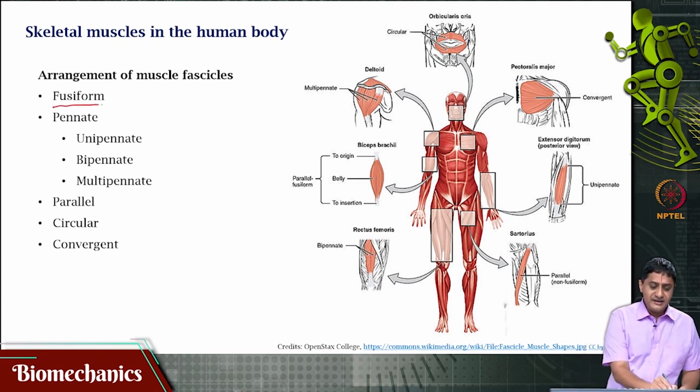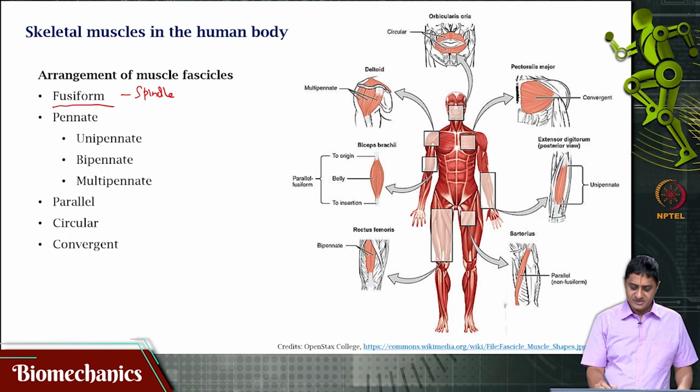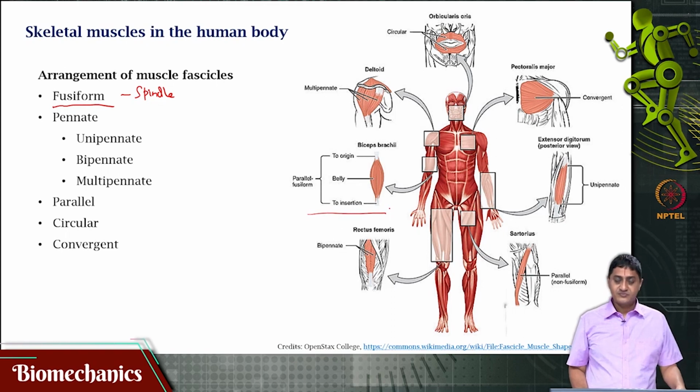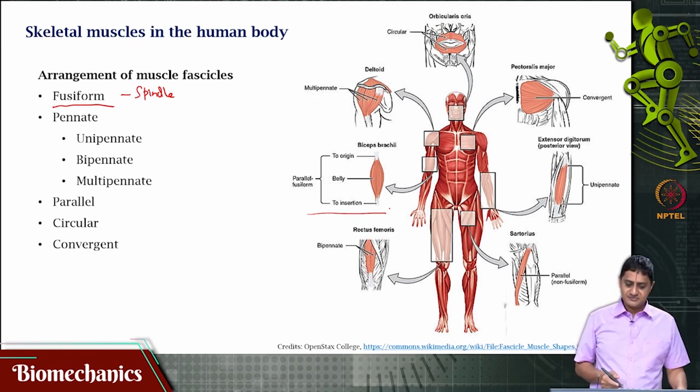One is the spindle type muscle, also called fusiform muscle. For example, this is a fusiform muscle. This has fibers of different lengths, or rather fascicles of different lengths, because it starts at this point and it ends at this point, is it not? Because the origin is here and the insertion is here, is it not? A fascicle in the middle will have this much length, and a fascicle at the circumference, at the edge of this, will have this much length.